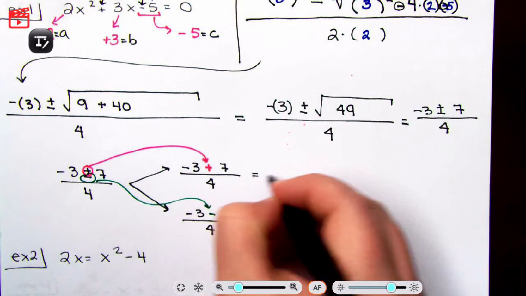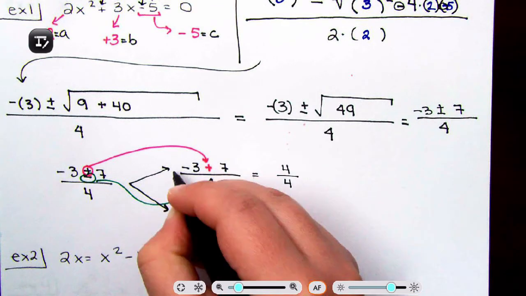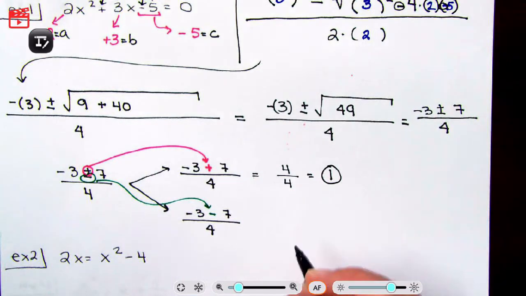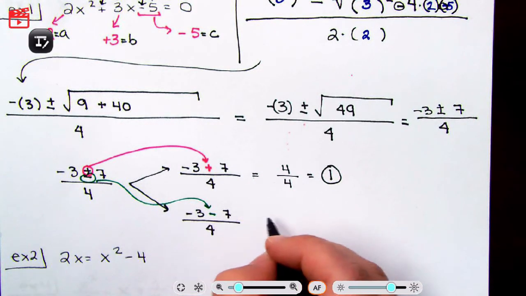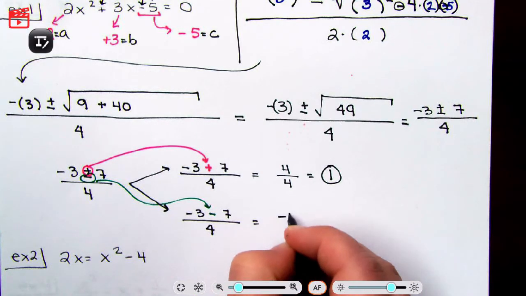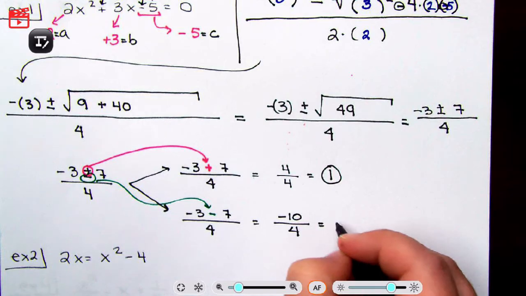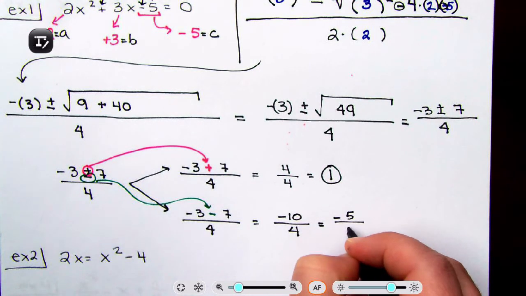So what do we have? We have a positive 4 divided by 4. Negative 3 plus 7 is 4, so that means I have 1. I'm going to circle it so I don't lose it. Negative 3 minus 7, 7, 8, 9, 10. That means I have a negative 10, divided by 4. I can simplify that fraction by dividing 2 on top and the bottom, so I have negative 5 halves.